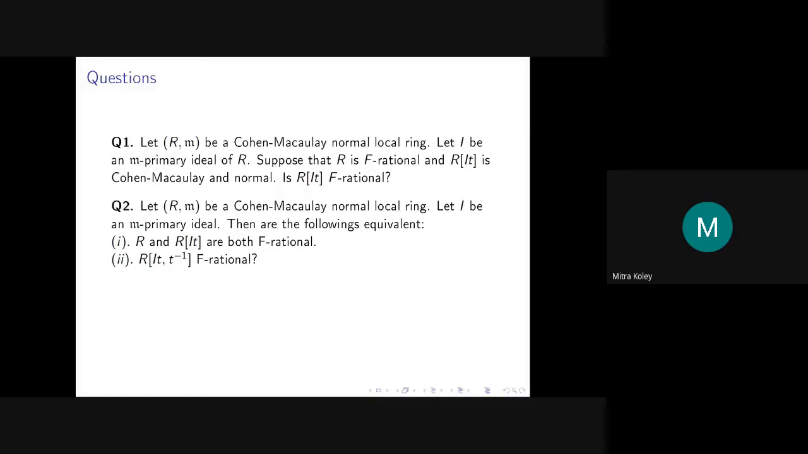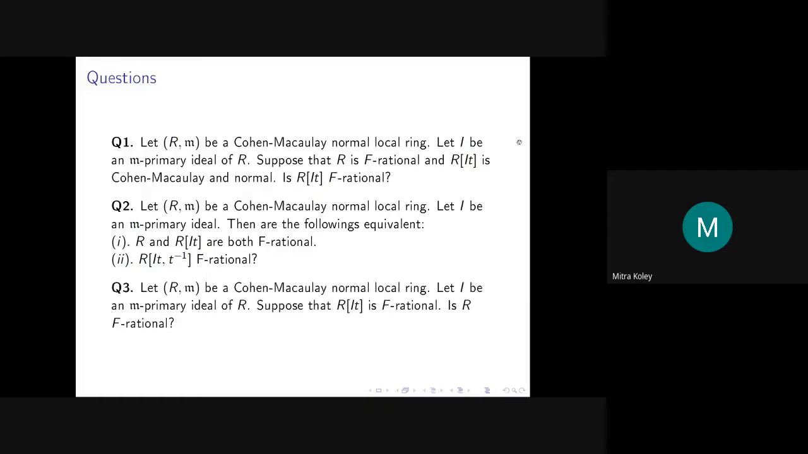So why would one like to study this question? Because in the case of rational singularity, this question has a positive answer. The theorem is due to Hara, Watanabe, and Yoshida. They proved that if (R, m) is a Cohen-Macaulay normal local ring and I is an m-primary ideal, then the base ring R and the Rees algebra have rational singularity if and only if the extended Rees algebra has rational singularity. Hence, they are interested in whether this theorem has an analog in the F-rational case or not.